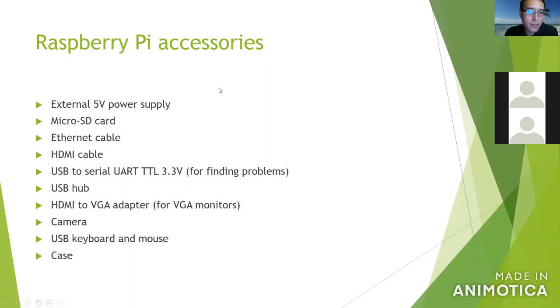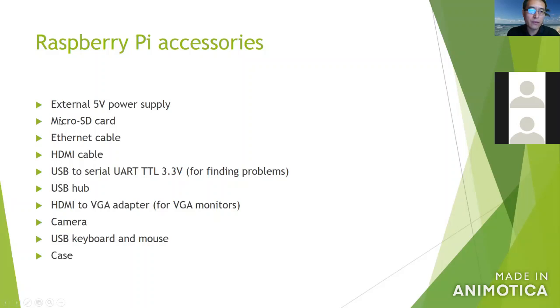Okay, so for Raspberry Pi accessories, here we have several listed. You will have to use a 5-volt power supply. I mean, you may need this, or you may not. Sometimes you can directly connect your Raspberry Pi to your computer. Your computer can provide the power, but it's better to have an external 5 volts power supply.